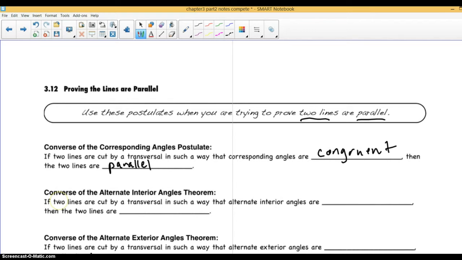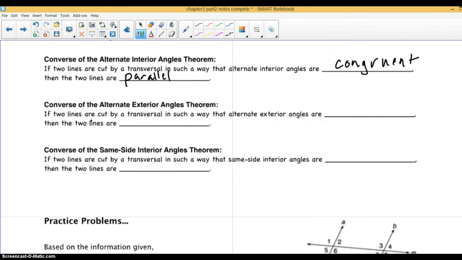Now, we do the same for the converse of the alternate interior angles theorem. If two lines are cut by a transversal in such a way that alternate interior angles are congruent, then the two lines are parallel. And just like we had the converse of those, we have the converse of the alternate exterior angles theorem. So, because those are congruent, then the two lines are parallel.